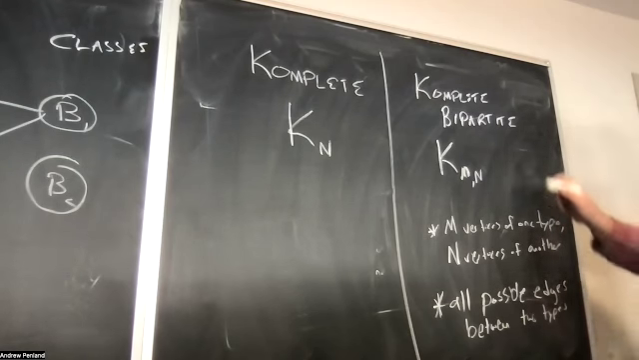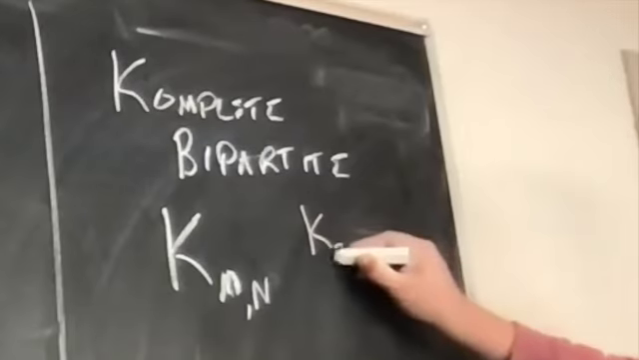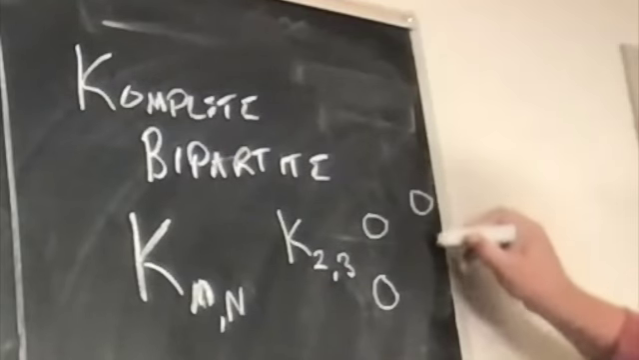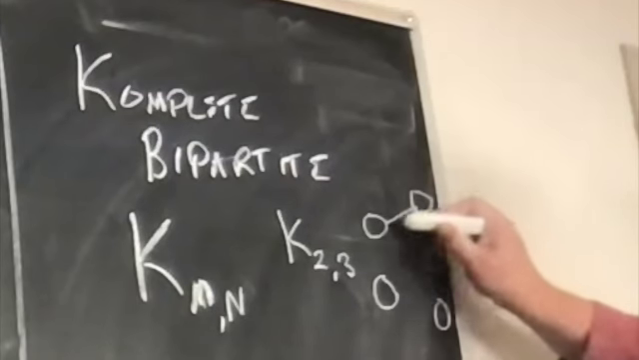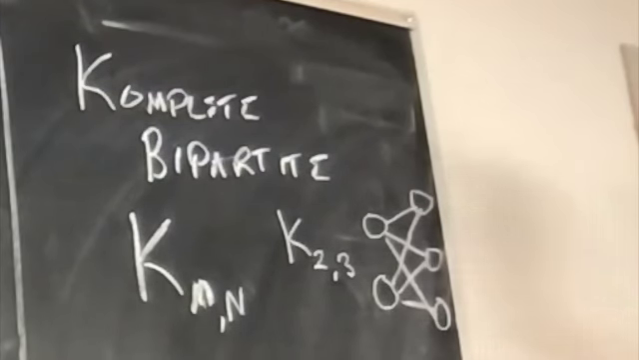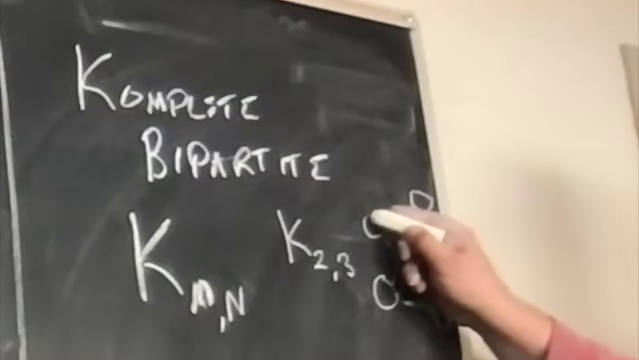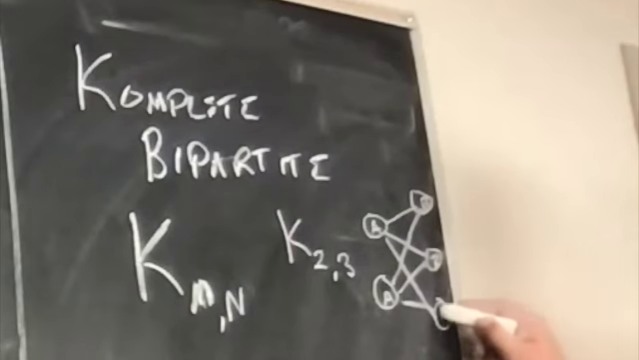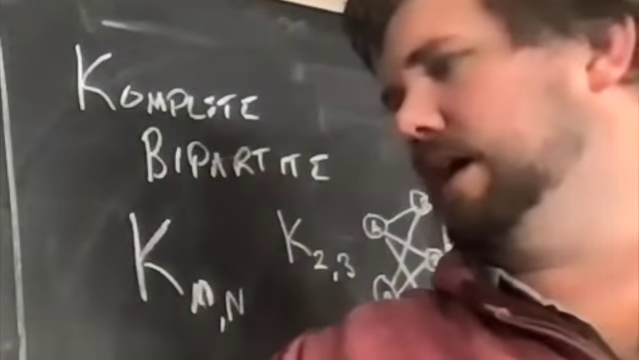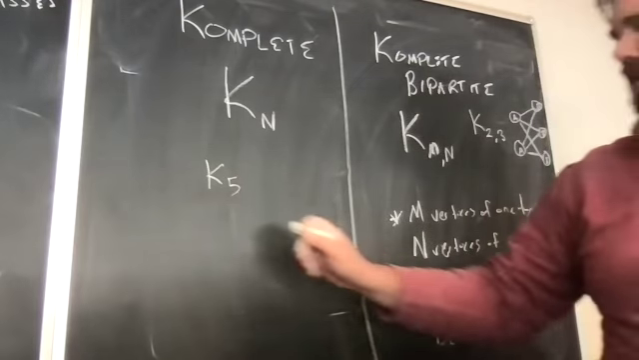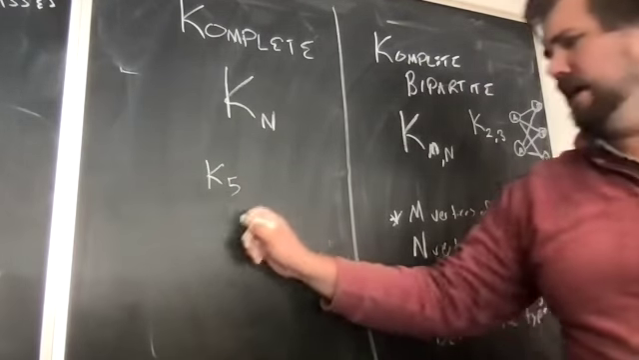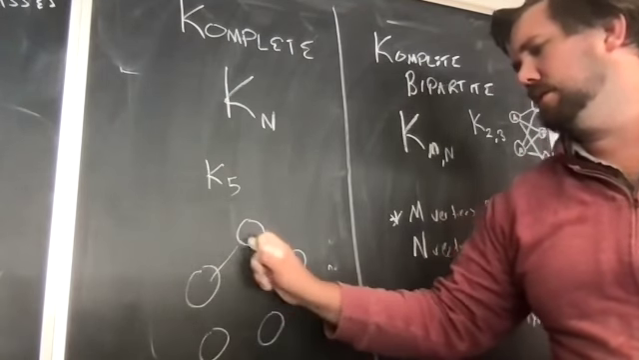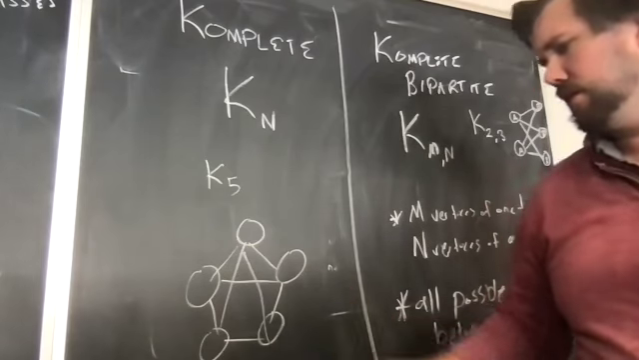But as an example, this would be a diagram for K_{2,3}. I have 2 vertices in one part. I have 3 vertices in the other part. I have all possible edges between them. But I don't have any edges between the vertices within the same part. Whereas if I have K5, five was a bad choice, but I have all possible edges, and there's no notion of having two separate parts. It's all possible connections. Did I get all of them?